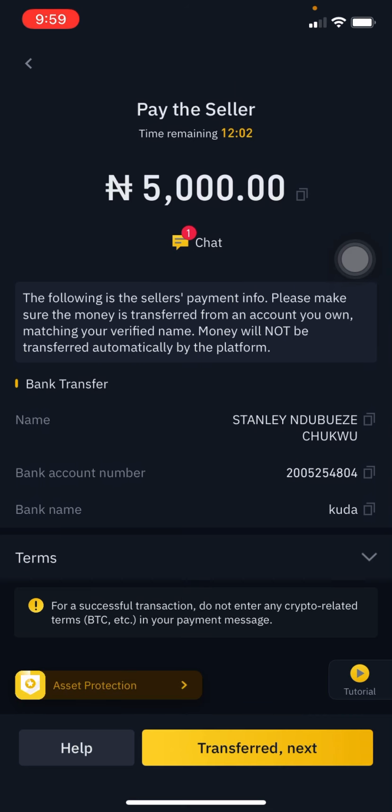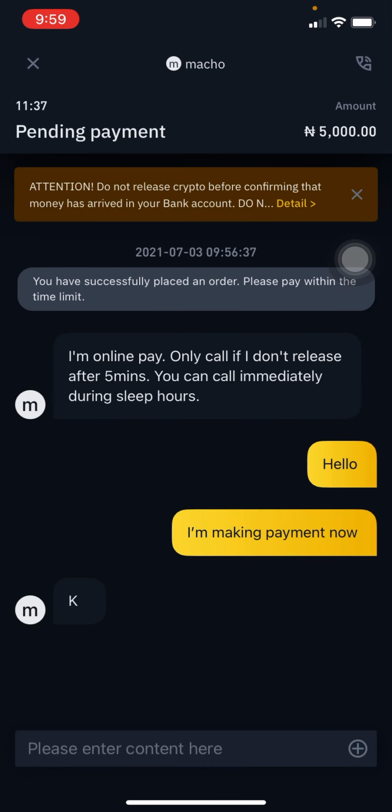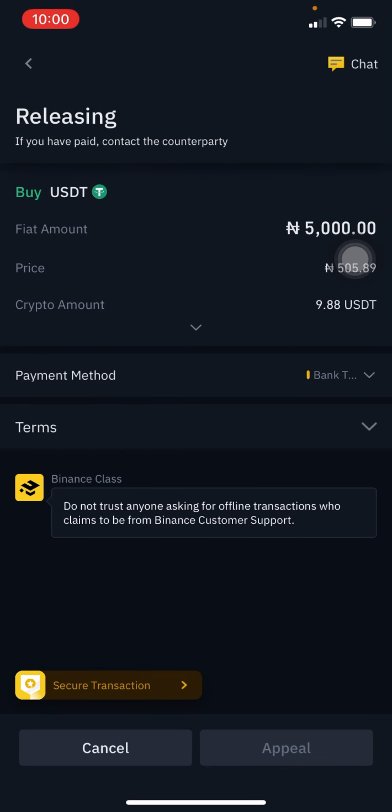You need to confirm the name, Stanley Ndubuese Chukwu. Okay, confirm. I'm sending it. So I'm sending the money to the person. And you can see the person has replied. He said okay. Okay, the money has been debited. So from now, I can go ahead and click on transferred.